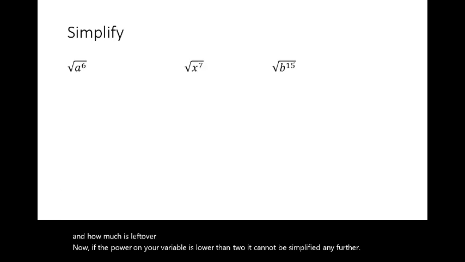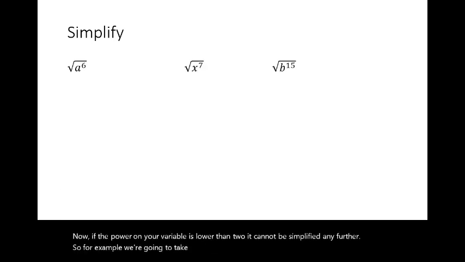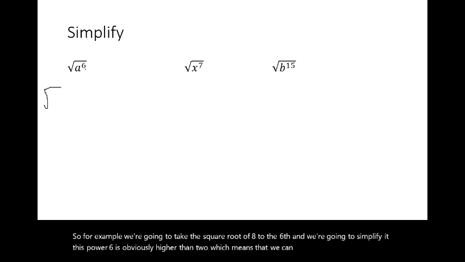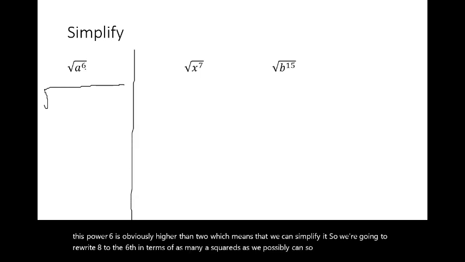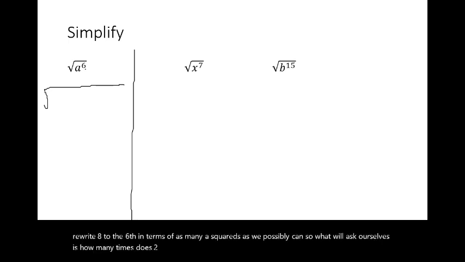So for example, we're going to take the square root of a to the 6th and we're going to simplify it. This power 6 is obviously higher than 2, which means that we can simplify it. So we're going to rewrite a to the 6th in terms of as many a squareds as we possibly can. So what we'll ask ourselves is, how many times does 2 go into 6? Well, 2 goes into 6 3 times. So I'm going to write this as a squared times itself 3 times.